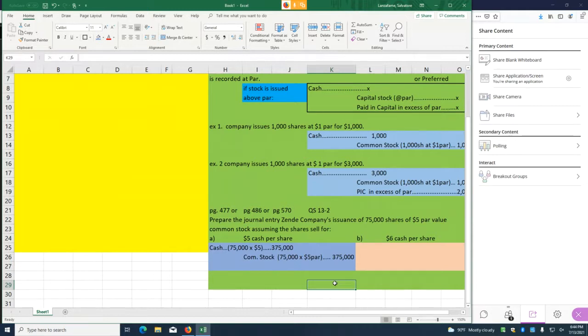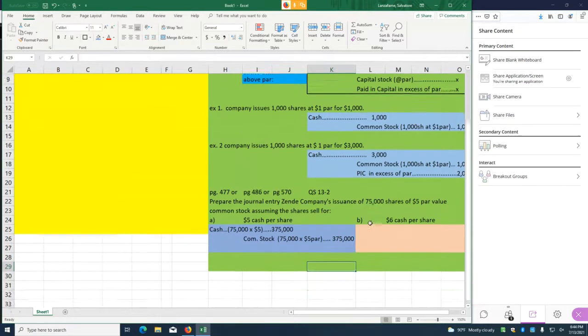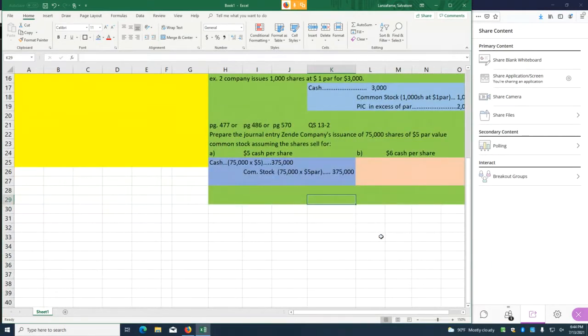That's what the first one should have looked like. Again, I'm showing the math in the body of the journal entry. You don't technically have to do that, but I just want to show you technically what's happening. Right? 75,000 times $5 par is the common stock. And then we sold those 75,000 shares for $5. So the selling price is 5, the par is 5. So the debit and the credit match up.